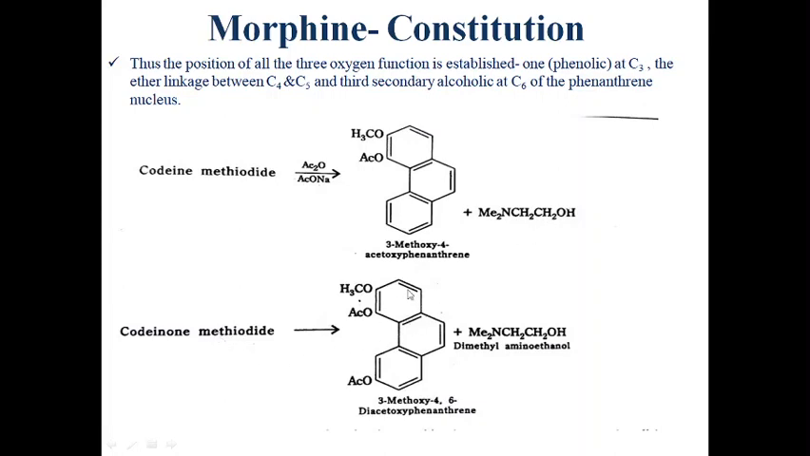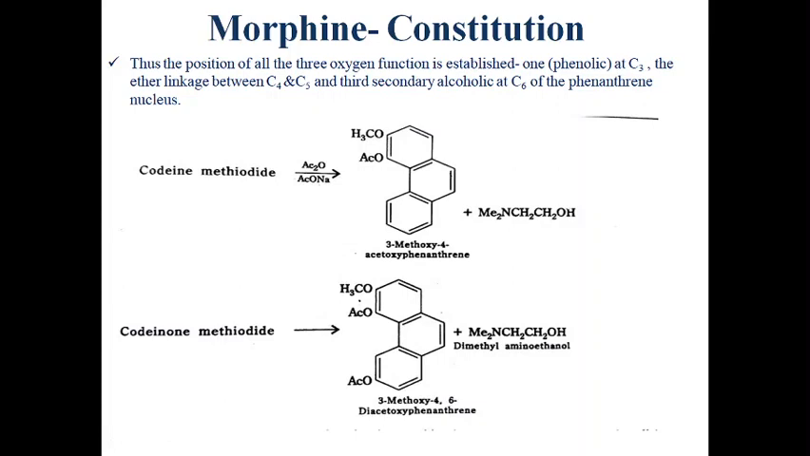Codeinone methiodide, similarly on treatment with acetic anhydride and sodium acetate, converts into 3-methoxy-4,6-diacetoxyphenanthrene, with one more position at the 6th position, obtained along with N,N-dimethylaminoethanol. So these are the products obtained when codeine methiodide or codeinone methiodide is treated with acetic anhydride and sodium acetate.